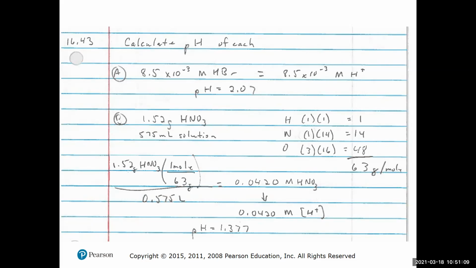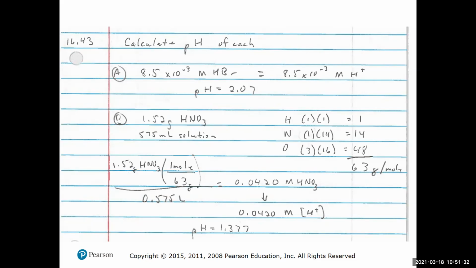So for the first one, we're told HBr is the acid and it's an 8.5 times 10 to the minus 3 molar solution. To find the pH of that, we simply do minus the log of that value, and that gives us a value of 2.07 as the pH. So pretty simple.